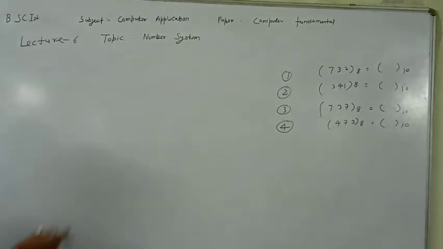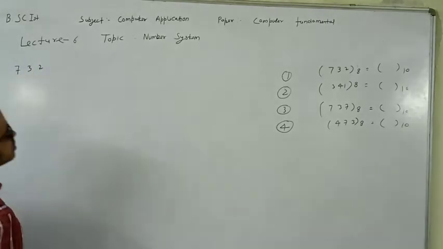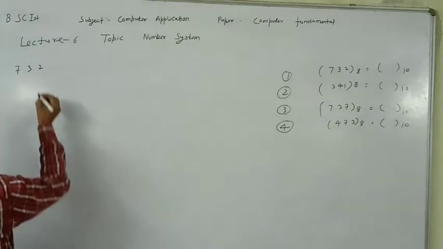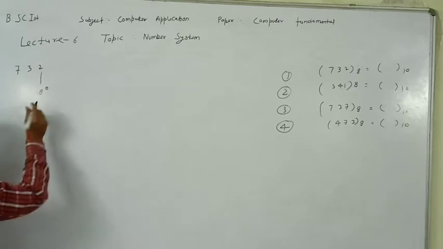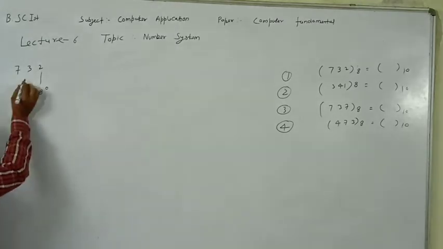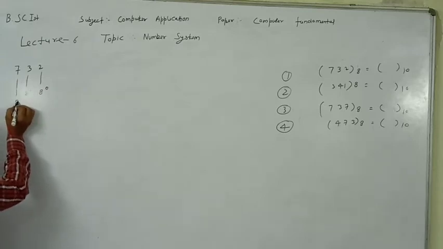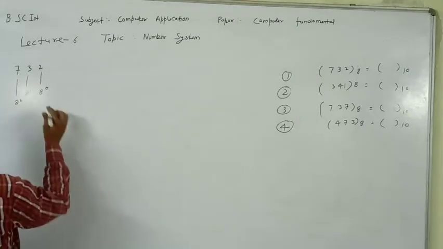So take the number 732 and convert it into decimal. Start from this one. This is the 0th place value, so take the power of base 8, power 0. This one is 8 power 1 and this one is 8 power 2.